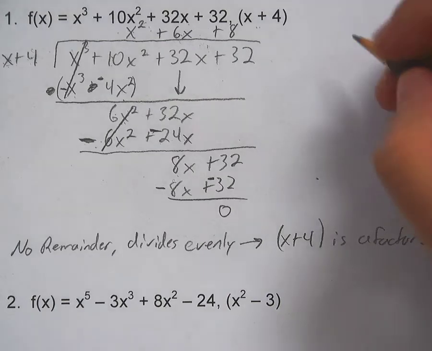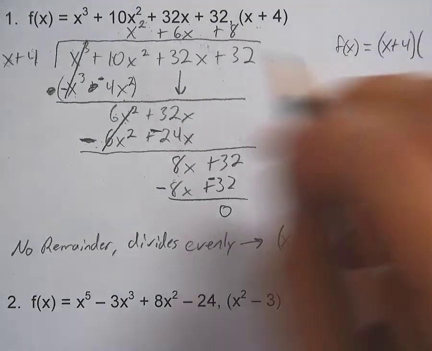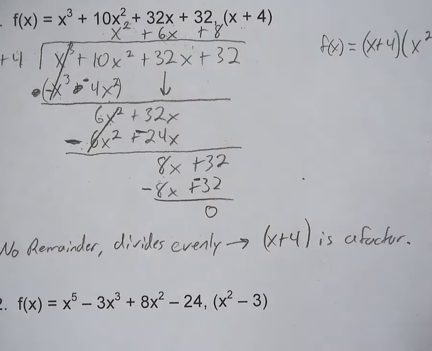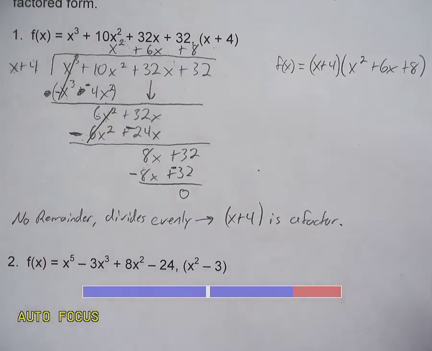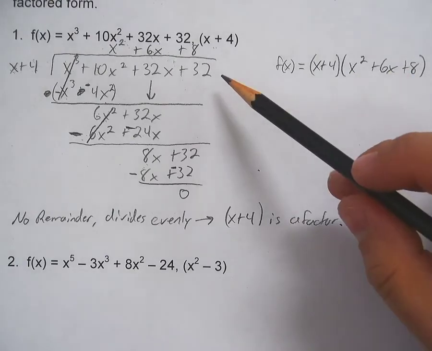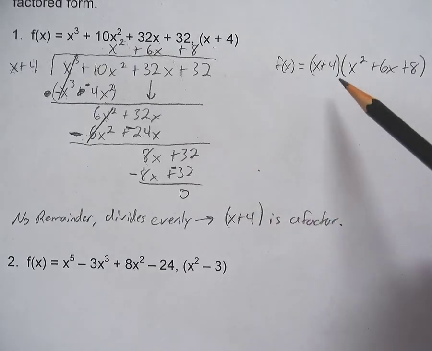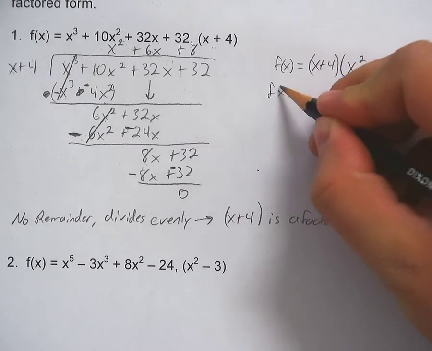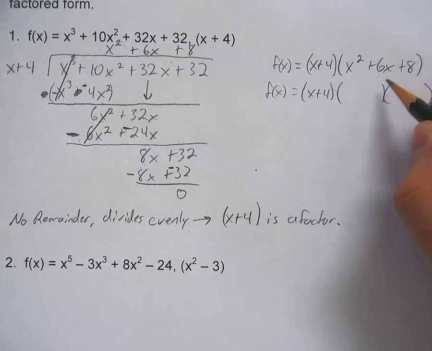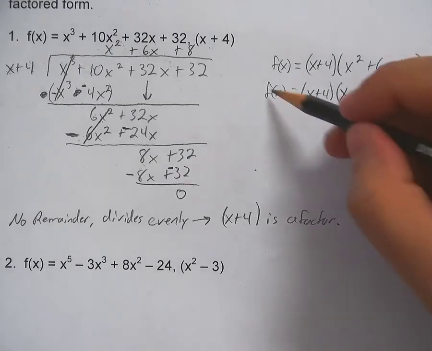So what I can come back and do now is I can say f of x is x plus 4 times my answer, x squared plus 6x plus 8. Ooh, let me back up. There we are. So now I can say that this times this will give me what's underneath my division sign, right? And it says to use the result, which is this right here, to write it in completely factored form. So the last thing I'll have to do here, x plus 4, is factor this trinomial. So x squared is x, and I need something that multiplies to 8 and adds to 6, plus 4, plus 2.